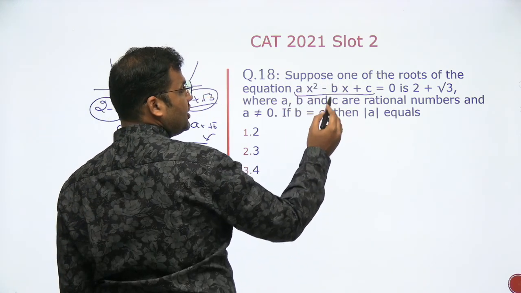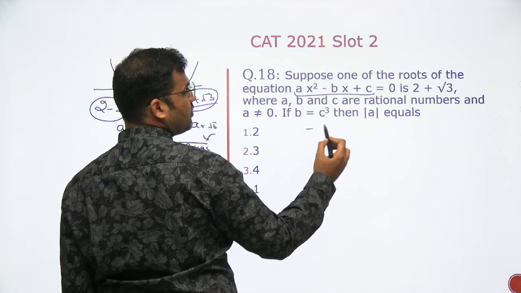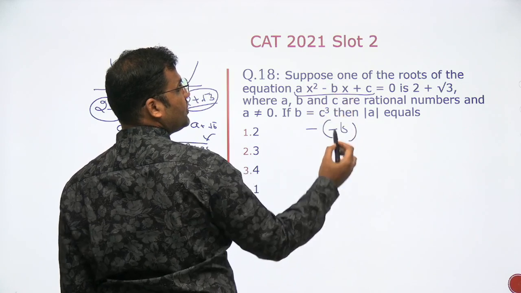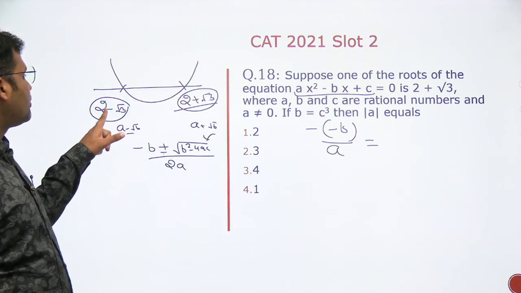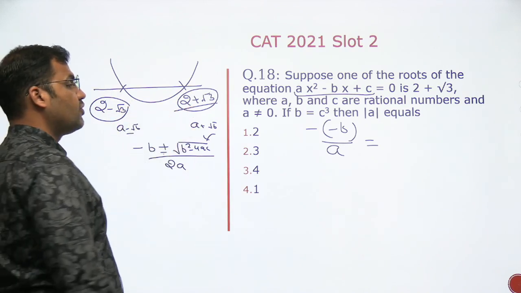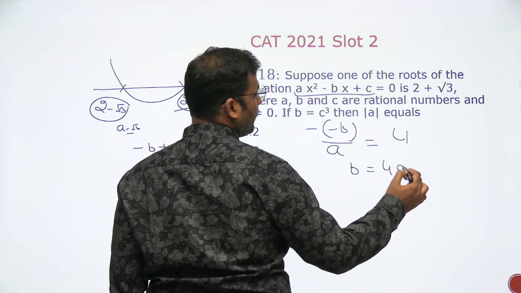इसका summation of a quadratic equation is minus b by a. So minus times of x ka coefficient is minus b upon a is equal to summation of roots, which is how much? 2 - √3, 2 + √3. Summation of roots will be 4. So can I say b will be equal to 4 times of a?